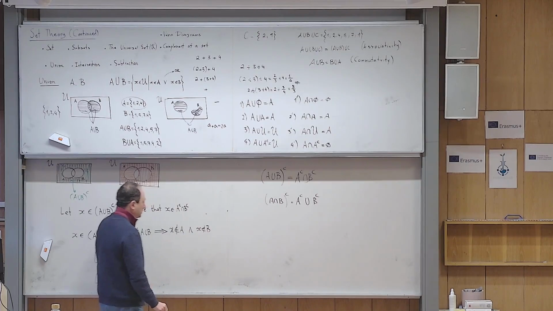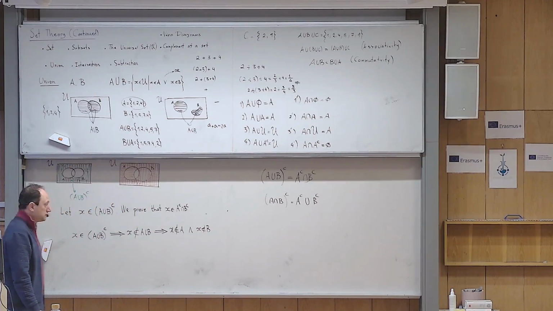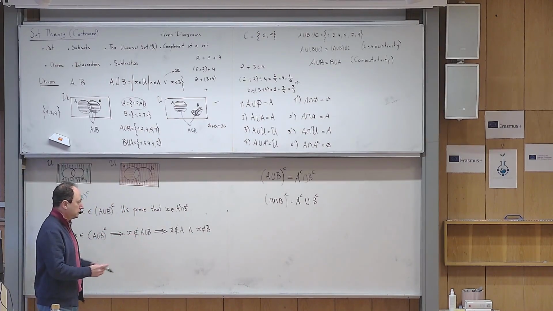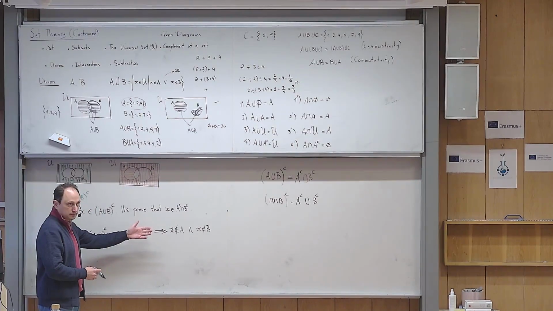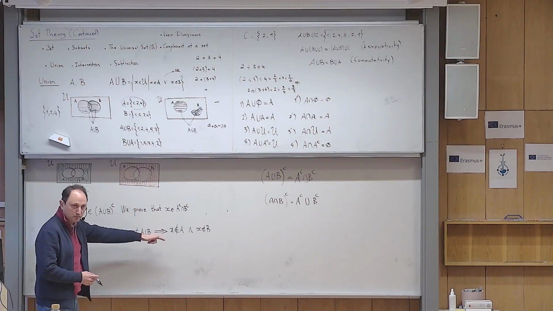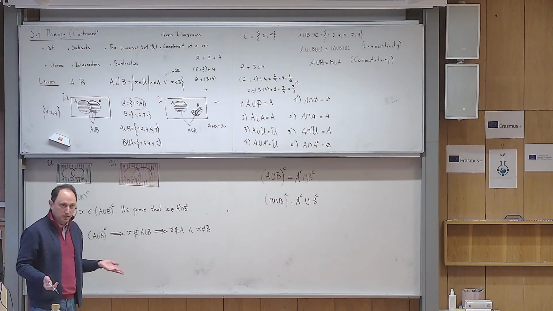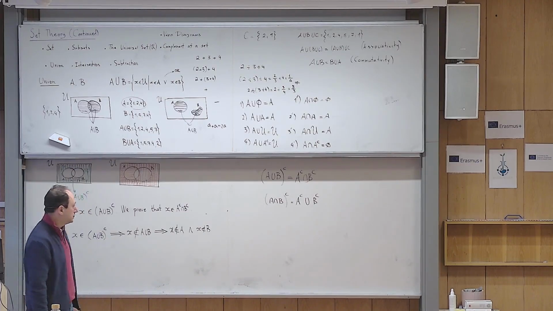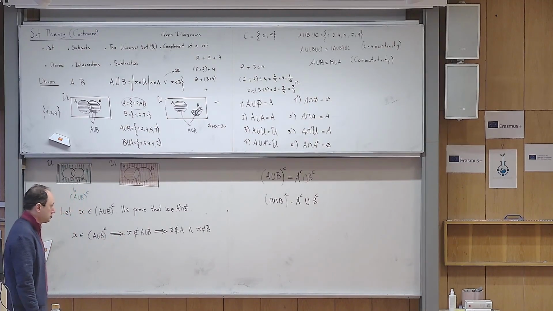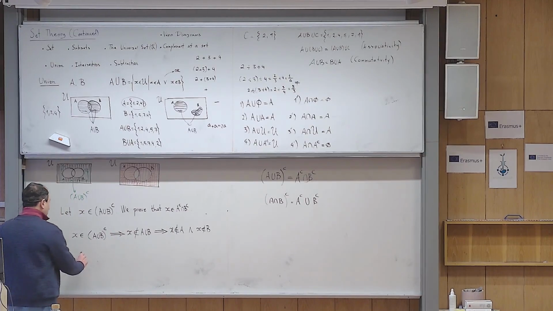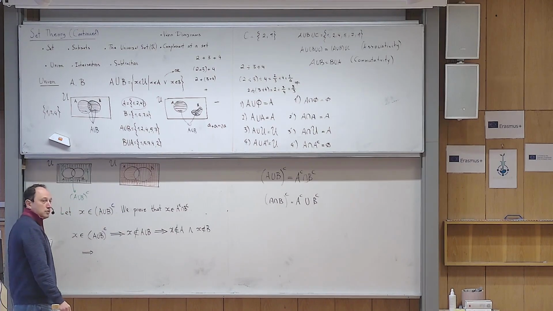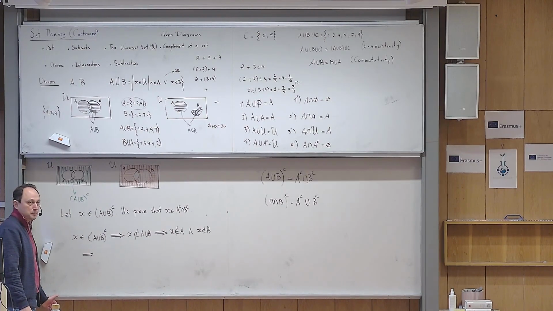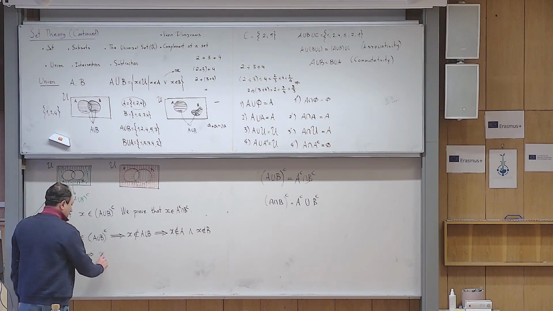It is important not to write or. X does not belong to the union. It means that X is in neither of them, because if it is in at least one of them, it should be also in the union. Now that X is not in the union, it means that it is not in any one of those. Okay, but now if I tell you X does not live in A, what can you guarantee? X lives in A complement.